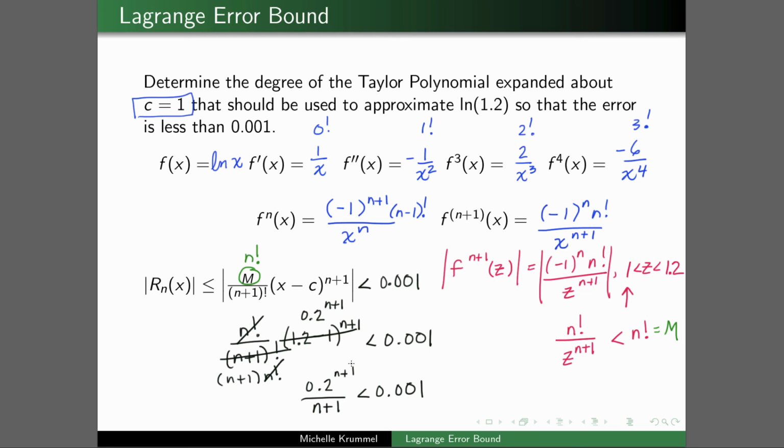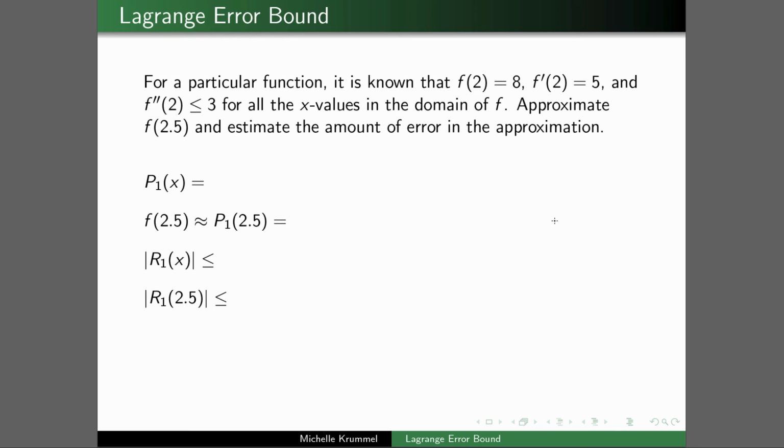But when n is 3, the expression on the left is 0.0004, which is less than 0.001. So n equals 3. So a degree 3 Taylor polynomial is all we need to approximate the natural log of 1.2 with an error less than 0.001.